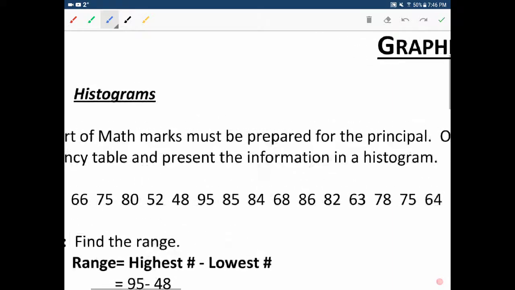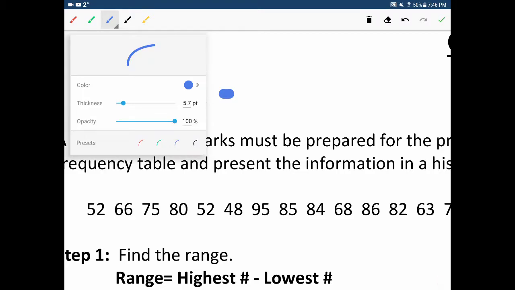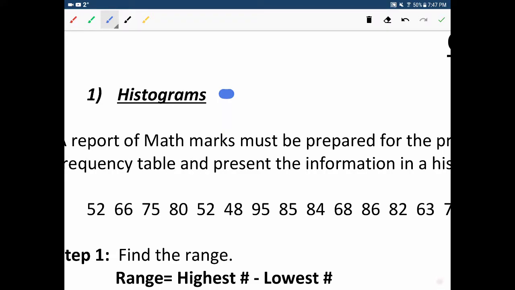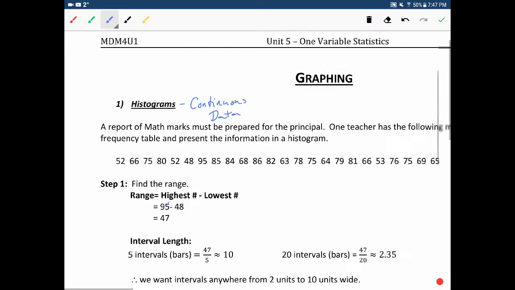So the number one thing about a histogram is that it is used for continuous data. Now, that's not to say this won't work with discrete data, but it is one of very few methods of graphing that will work with continuous data, so it's often what we will use.